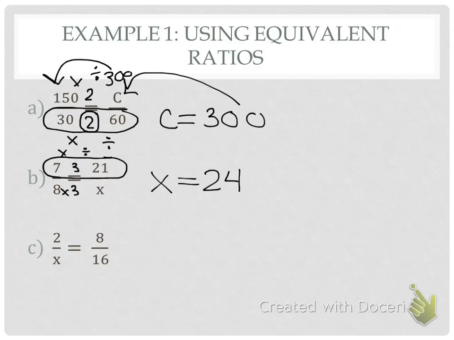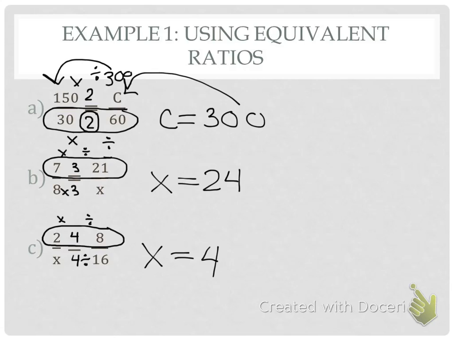Now, here's why I'm showing you how it works both ways. What if your variable is in the first ratio? And now I'm looking at the relationship between 2 and 8. How do you get from 2 to 8? 2 times what equals 8? 2 times 4. In the same token, 8 divided by 4 equals 2. So now I know that my missing link is 4, and 16 divided by 4, I'm kind of going backwards, is 4, and x equals 4. All right, so this is how I use equivalent ratios to solve a proportion.